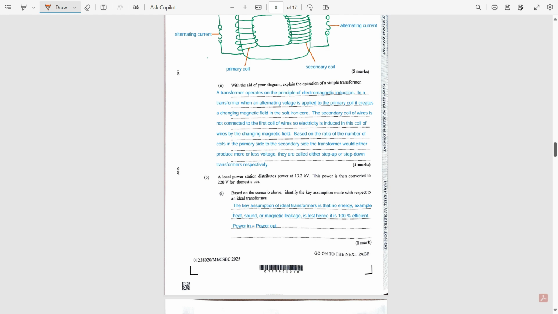A transformer operates on the principle of electromagnetic induction. In a transformer, when an alternating voltage is applied to the primary coil, it creates a change in magnetic field in the soft iron core. The secondary coil of wires is not connected to the first coil of wires, so electricity is induced in this coil of wires by the change in magnetic field. Based on the ratio of the number of coils in the primary side to the secondary side, the transformer would either produce more or less voltage. They are called either step-up or step-down transformers, respectively.